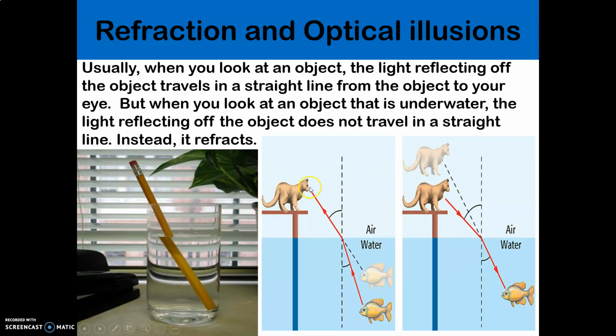So here's a cat looking into the water. The cat sees the fish here, but the fish is actually right here. The fish looks up and it does the same thing. It sees the cat somewhere up here, but the cat's actually sitting here, right? So when light hits different objects, it can refract, it can slow down, it bends, and it can cause all kinds of funky things to happen with our eyes.